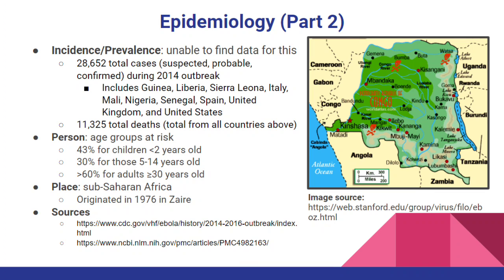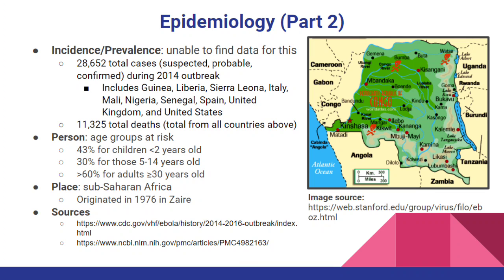Now, there were a total of 28,652 cases, and these cases included the countries of Guinea, Liberia, Sierra Leone, Italy, Mali, Nigeria, Senegal, Spain, the United Kingdom, and the United States. And including all the countries mentioned right now, there were a total of 11,324 deaths as a result of Ebola.